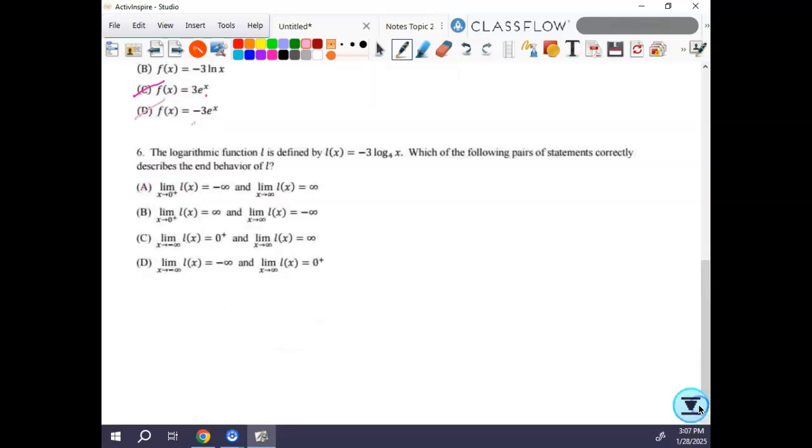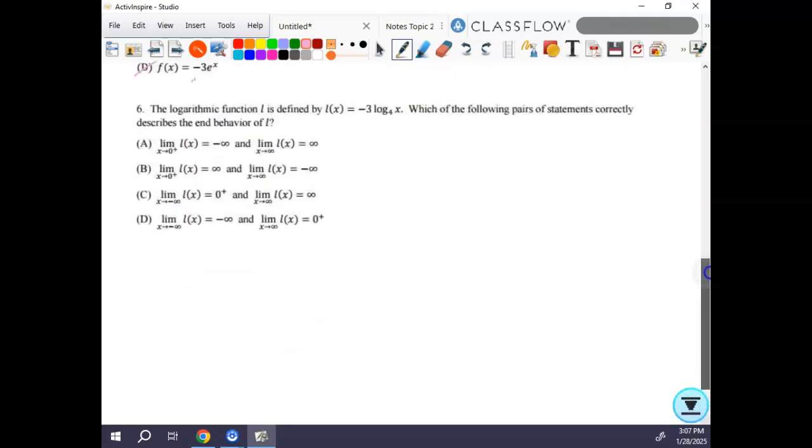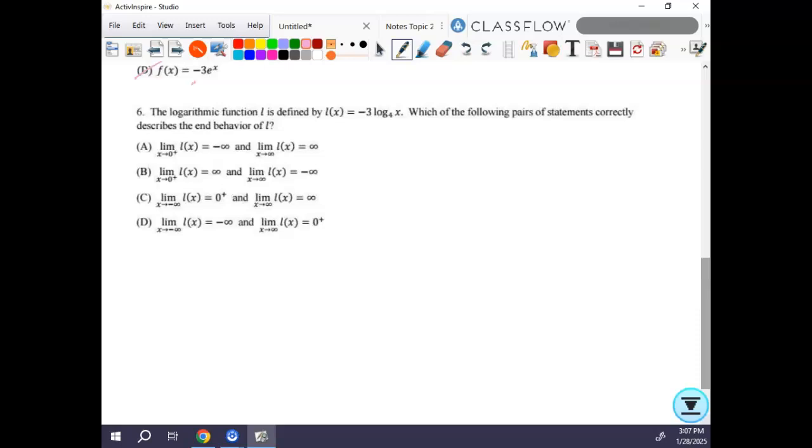Okay, logarithmic function. Which of the following pairs of statements correctly describes the end behavior? So again, I think having a little sketch drawn is very helpful. And so here I have -3 log base 4 of x. So the log base 4, it is what it is. But this part right here, just the log base 4 of x, looks like that. The 3 again stretches it, but doesn't really change when I don't have a scale. But that negative reflects it in the x-axis and would make it look like that. So this is what I'm looking at.